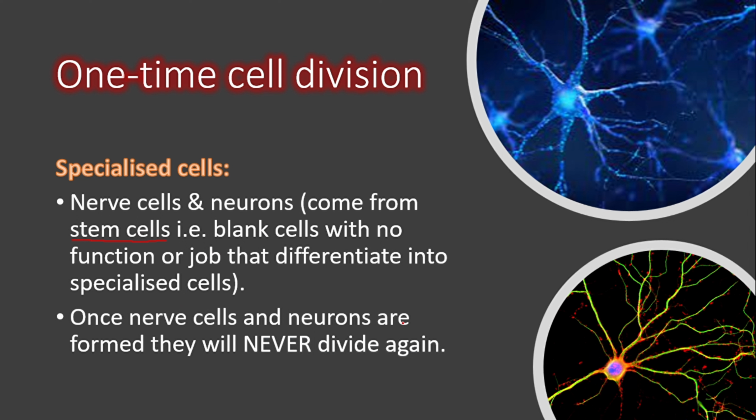Once nerve cells and neurons are formed, they will never divide again. One of the interesting things about nerve cells and neurons is that they cannot undergo cell division twice. They only do it once. So think of people that drink or smoke. Every time they damage their neurons, which are cells found within the brain, they damage them permanently, because these cells can't grow back. They can't undergo another cell division, or cell cycle rather.